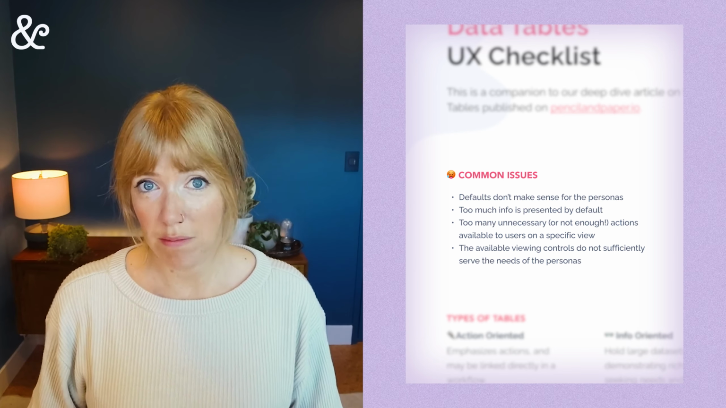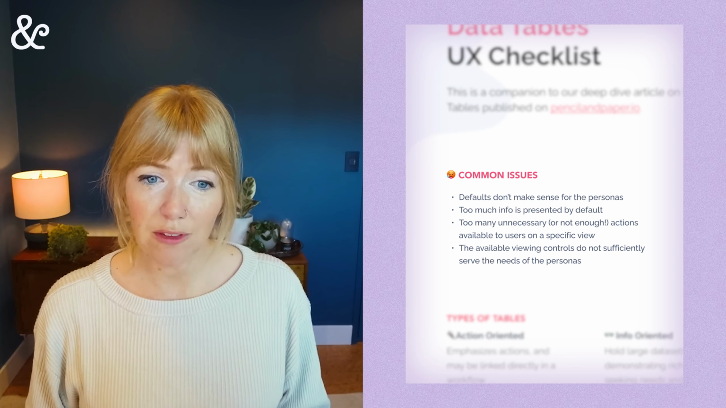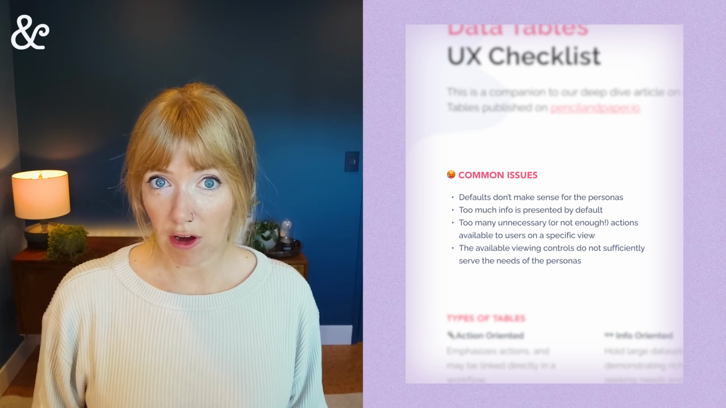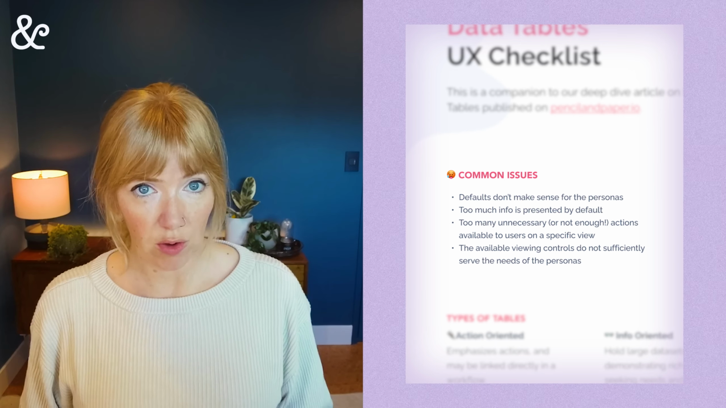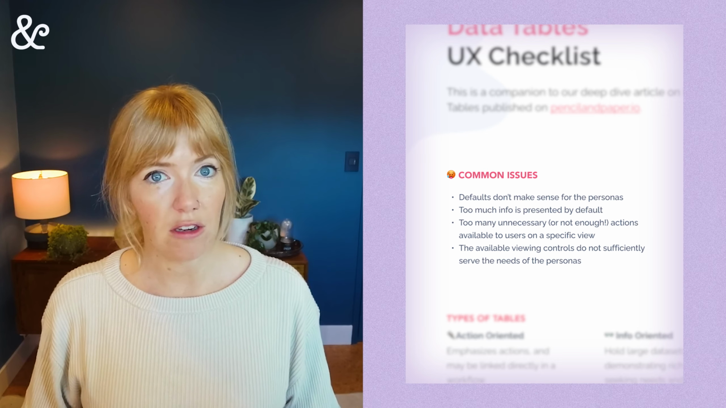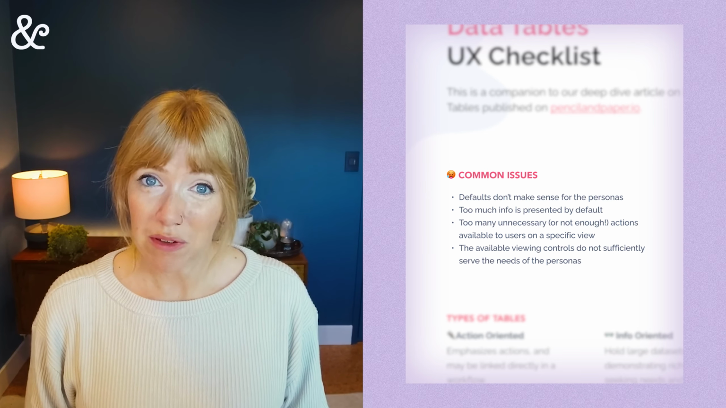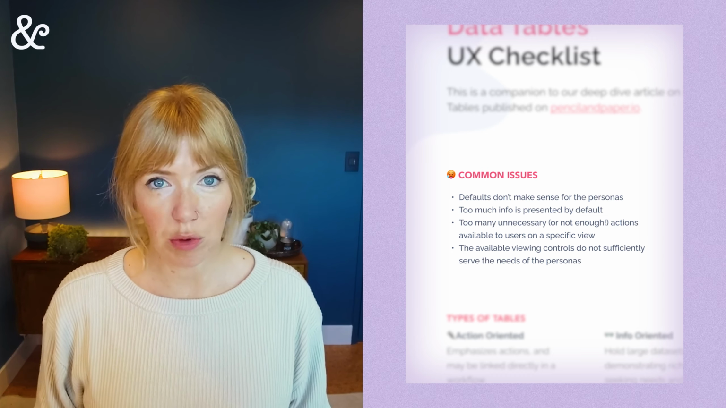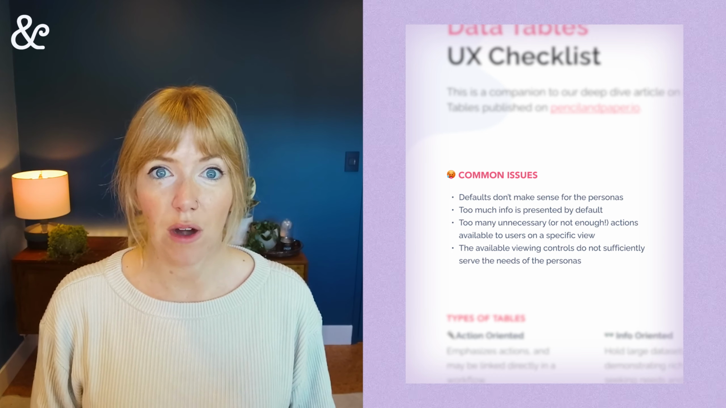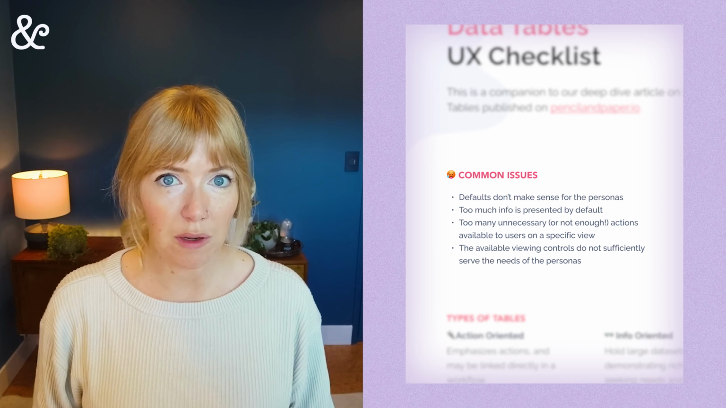Finally, the fourth big problem that people often have with tables is that the viewing controls are falling a bit flat. So in a lot of tables, you actually can't change the view. You can't change the density. You can't really do anything with it. And a lot of people need that. It's really hard to design perfectly for every single persona and all the diversity of preferences and work styles and companies and all of that.